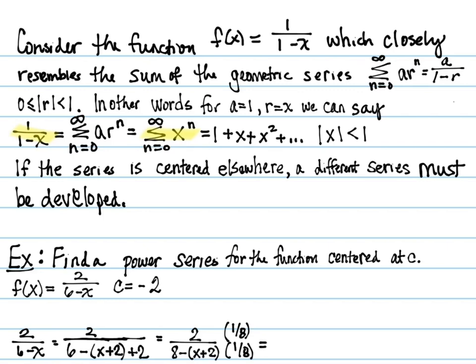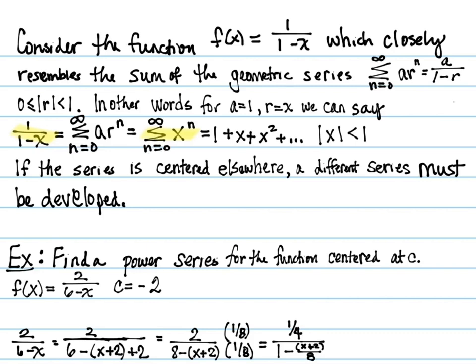Right? So now I'm going to have a 1/4 on top. That's okay. There's nothing wrong with that. I've got the desired 1 right here. And then I've got x plus 2 over 8 in the place of where the r would have been.